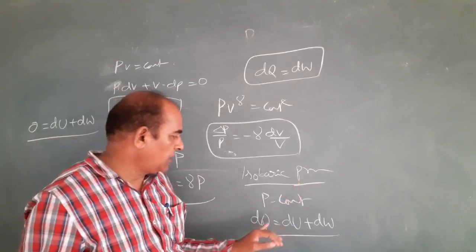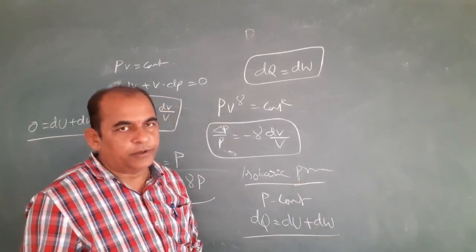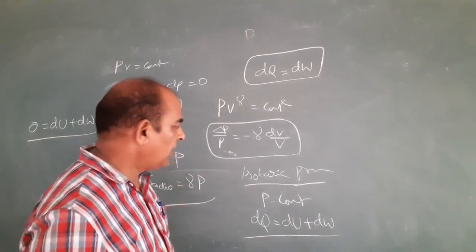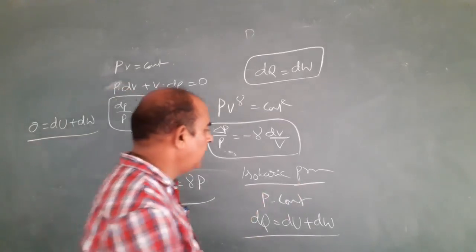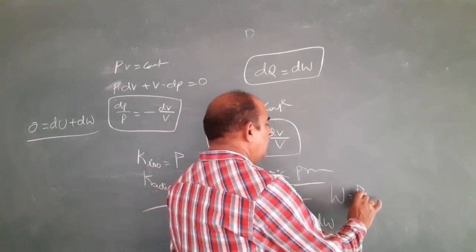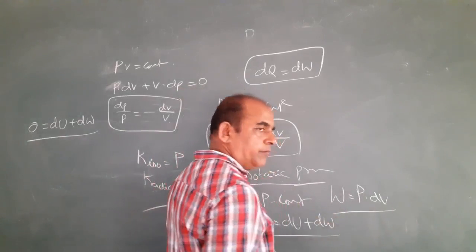So in the isobaric process, dQ is equal to dU plus dW, and work done is equal to PdV. In the isobaric process, work done is equal to pressure times the change in volume.